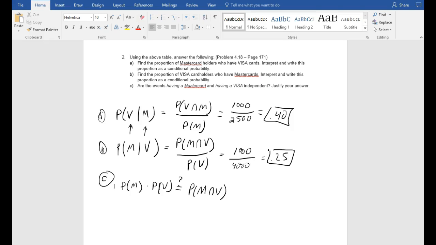Okay, we have all these numbers. We've calculated all these numbers before. We know that the probability of M is 0.25, the probability of V is 0.40, and the probability of M and V is 0.10. So we multiply the left side, and 0.25 times 0.40 is in fact 0.10. Those do equal, so we say yes, independent.